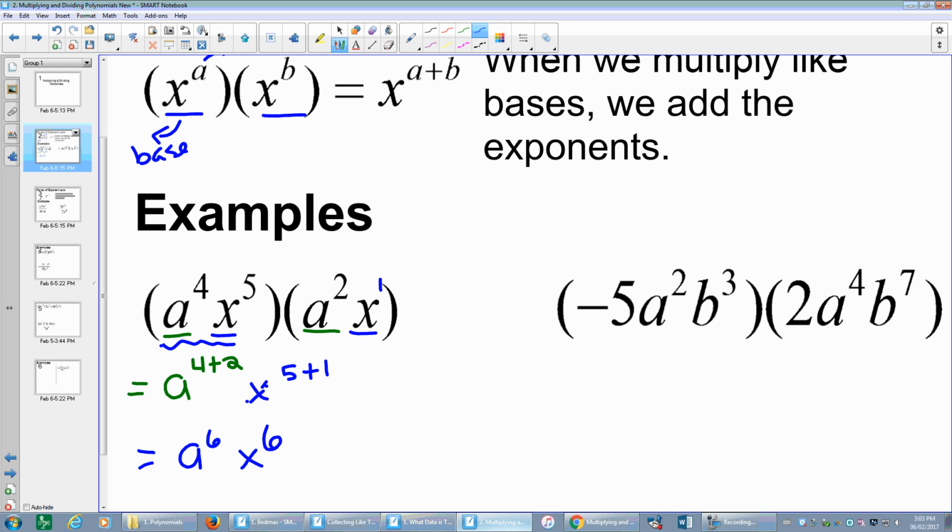a and x are not like bases, so I can't add those exponents. Now you can go right from this step to this step. I don't expect to see that middle step. If you need to write it, then you need to write it. But I'm expecting that you can be able to go from this first line to the last line.